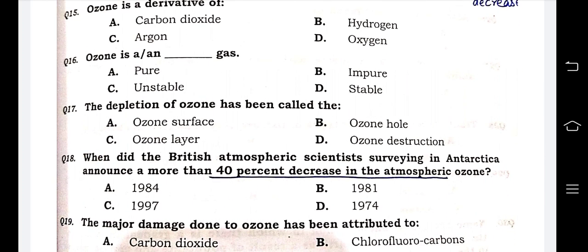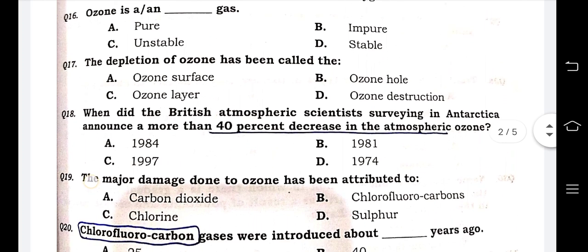When did the British atmospheric scientist surveying in Antarctica announce a more than 40% decrease in the atmospheric ozone? Option A 1984, option B 1981, option C 1997, option D 1974. यानी ब्रिटिश साइंटिस्ट ने कब कहा था कि ओजोन जो है एटमॉस्फेयर में वो 40% डिक्रीज हो गई है? इट्स ट्रू, ऑप्शन इज ऑप्शन ए, 1984 में.